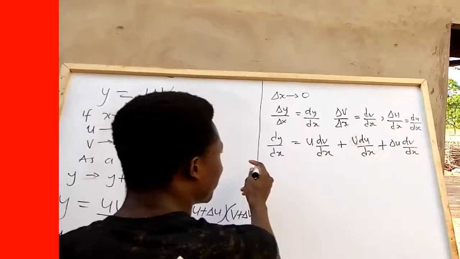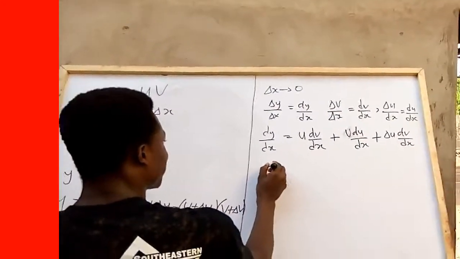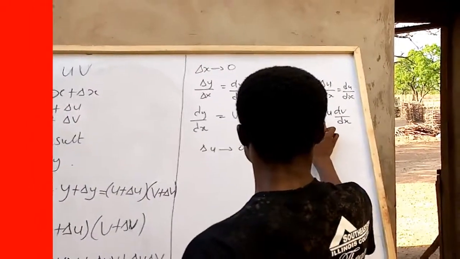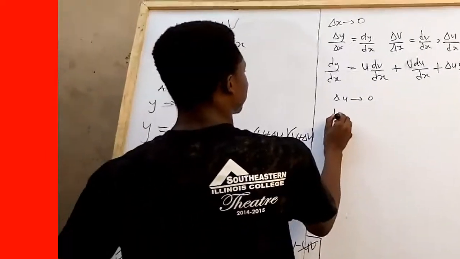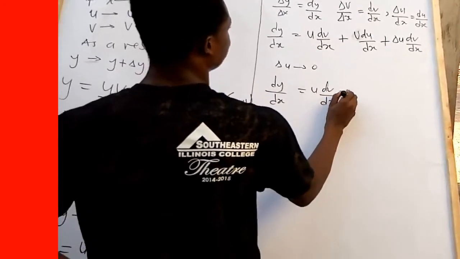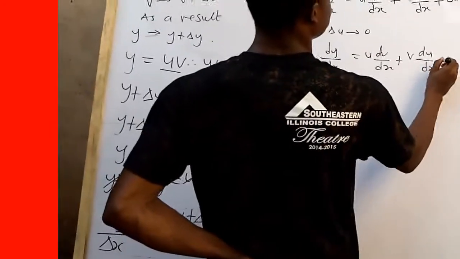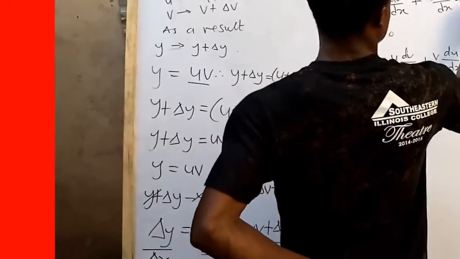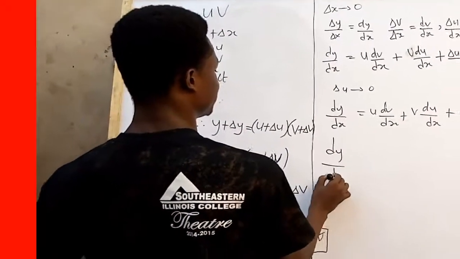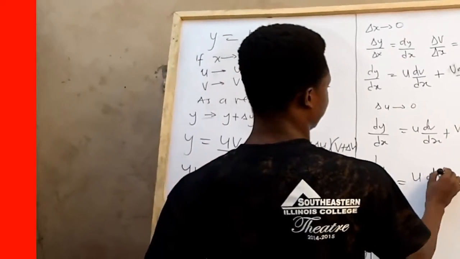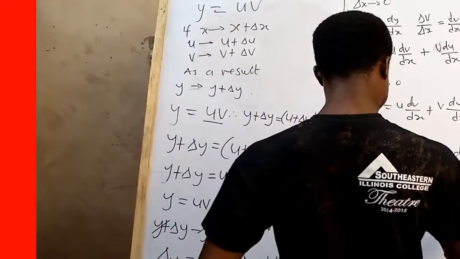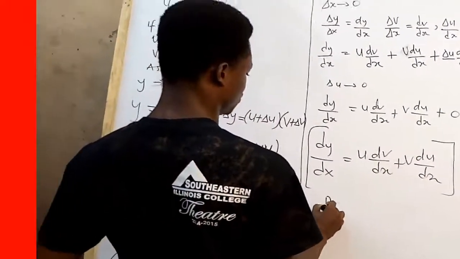But for this particular equation, let's allow change in u to approach 0. As change in u approaches 0, our equation now becomes dy over dx equal to u dv over dx plus v du over dx plus 0, because this now has changed to 0, and multiplied by everything here becomes 0. So our dy dx is now equal to u dv over dx plus v du over dx, and this is what we call the product rule.